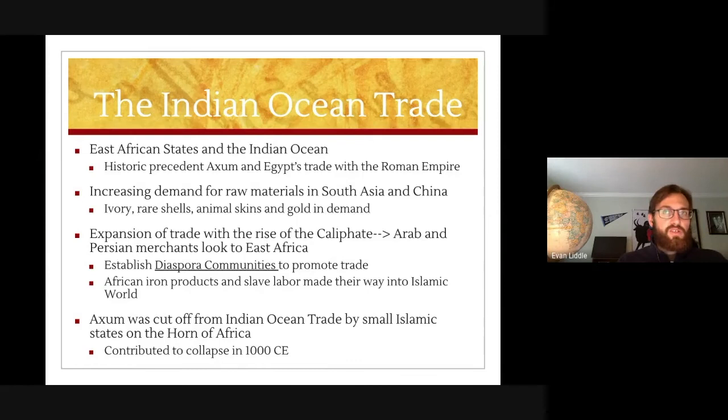Although it should be noted that African leaders built these cities. They were not built by Arabs or Persians, but Arabs and Persians did play a large part in the trade in East Africa. And of course, states wanted to be involved in this trade, as can be seen by Aksum, which was a state in East Africa that was cut off from this Indian Ocean trade by hostile states on their coast, and this contributed in part to the collapse of that state around 1000 CE.